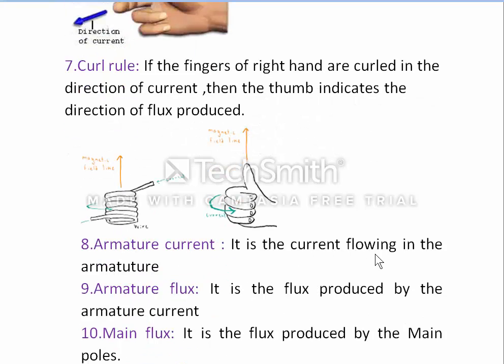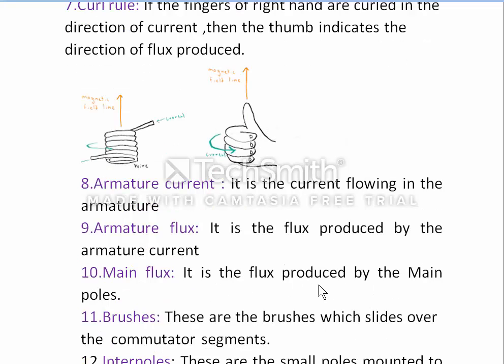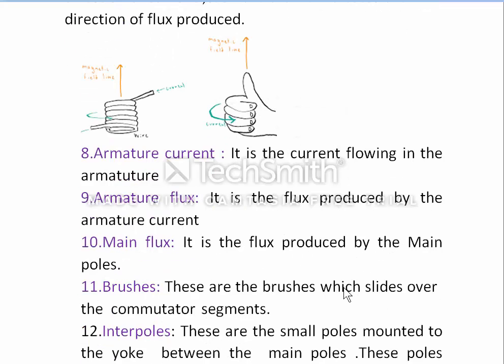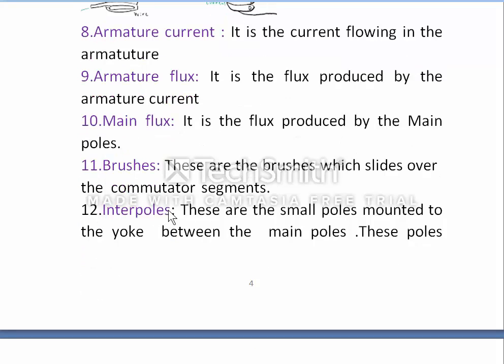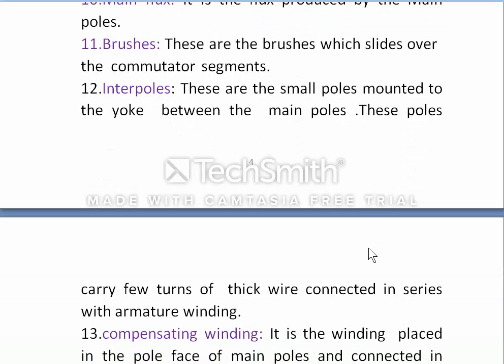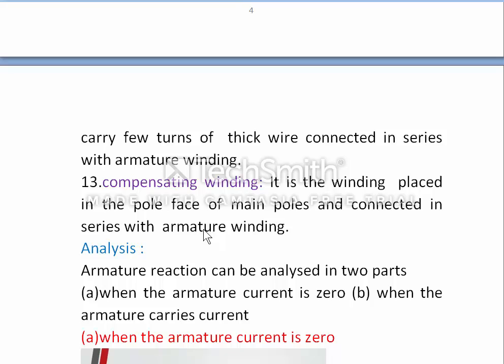Next, armature current. It is the current flowing in the armature. Armature flux. It is the flux produced by the armature current. Main flux. It is the flux produced by the main poles. Brushes. These are the brushes which slide over the commutator segments. Interpoles. These are the small poles mounted to the yoke between the main poles. These poles carry few turns of thick wire connected in series with the armature winding and carry the armature current.